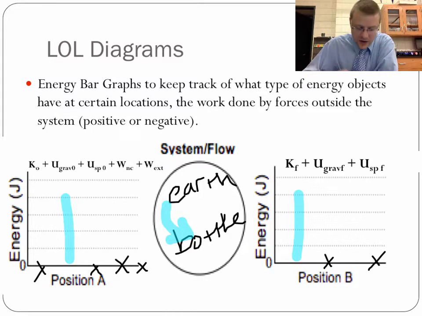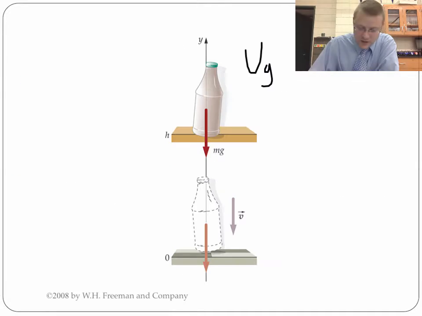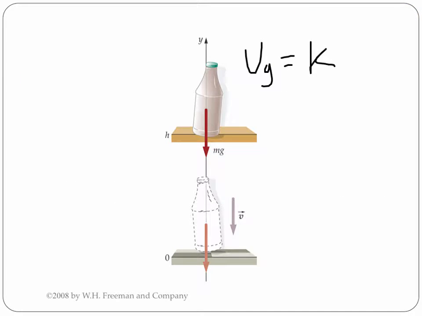Looking at your bar graph here, I know that all I have to do is set gravitational energy equal to the kinetic energy on this side. So let's go back to the problem. Gravitational energy equals the kinetic. Looking at what we have here, mgh is going to equal 1/2 mv squared.